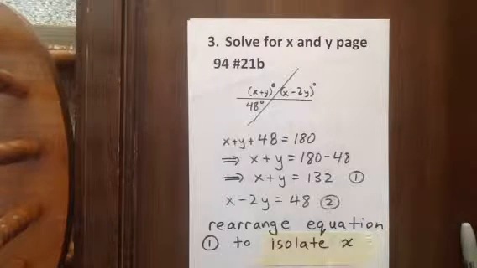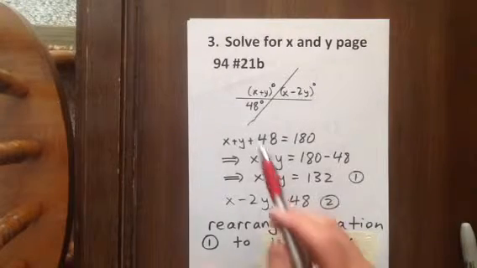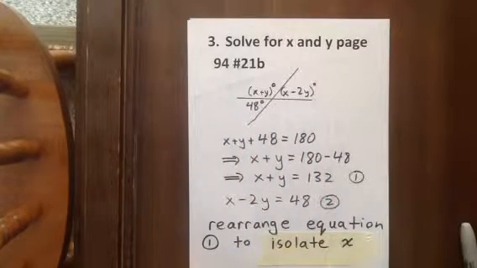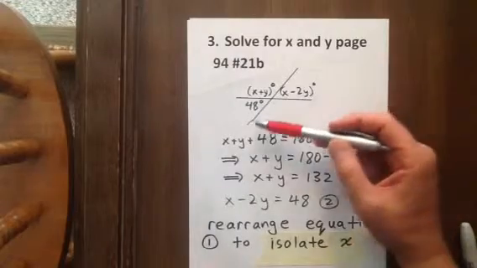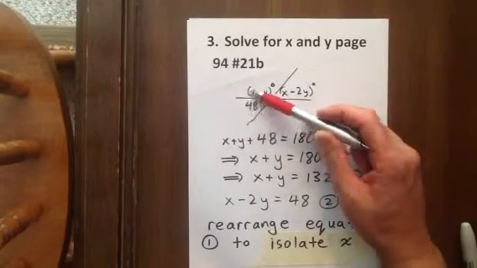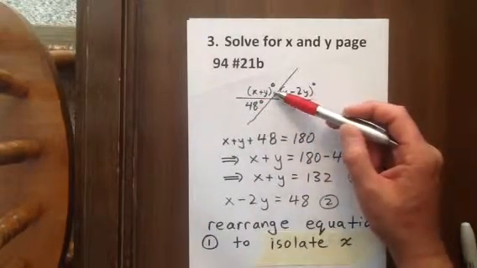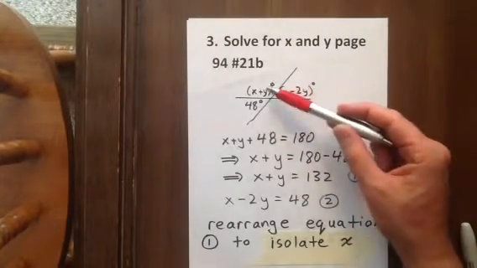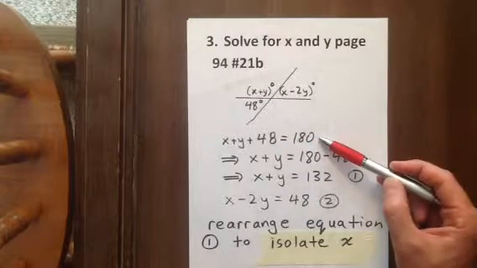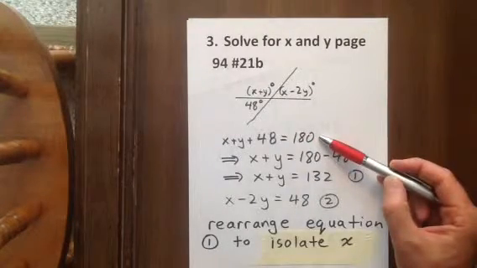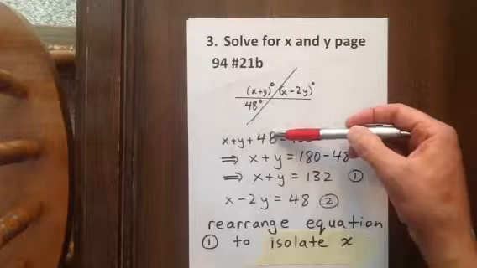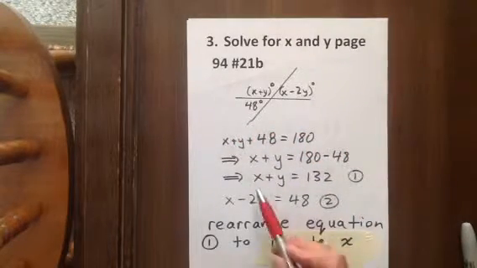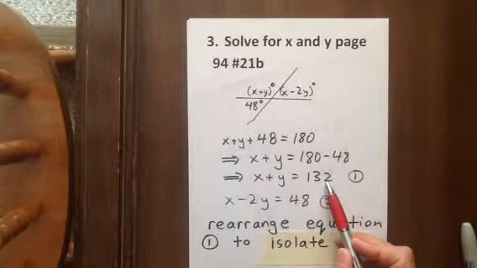Continuing with our lesson on the method of substitution, we want to solve for x and y in this diagram. Well, we know that a straight line has 180 degrees in it, and so therefore x plus y plus 48 must equal 180, because these two angles must add to 180. So, getting x plus y on one side and the non-variable terms on the other, we can say that x plus y is 132.